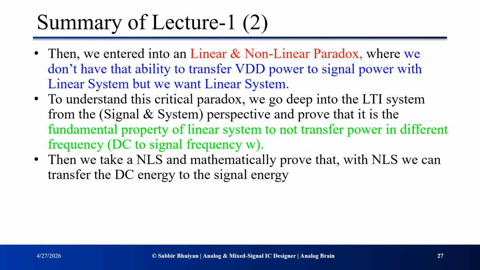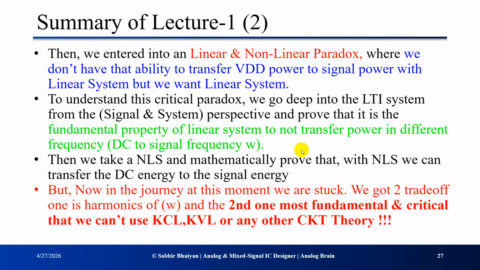We then took a nonlinear system, modeled it as a multivariable polynomial, and mathematically proved that a nonlinear system can transfer DC energy to a frequency omega. But we immediately found two trade-offs. First, harmonics at multiples of omega are introduced. Second, more fundamentally, with a nonlinear system, we lose the ability to use KCL, KVL, and all circuit theorems. We are now stuck at this exact point, and the solution to this second trade-off is the subject of lecture 2.